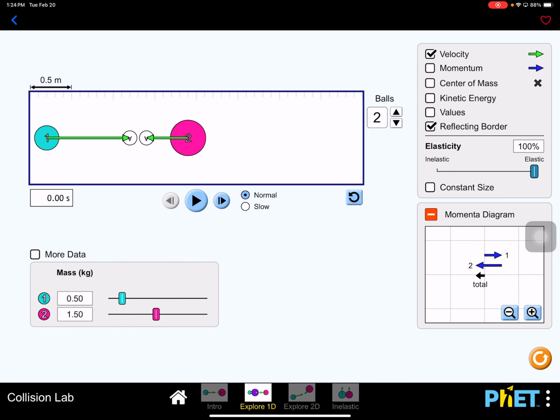Okay, so in the last chapter, you learned about energy, which is a scalar quantity. In this chapter, we'll learn about a quantity called momentum. We'll learn about linear momentum. Momentum is mass times velocity.